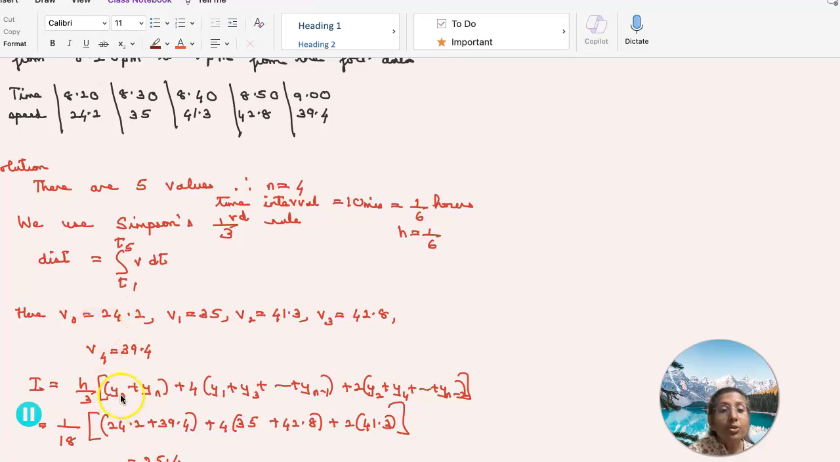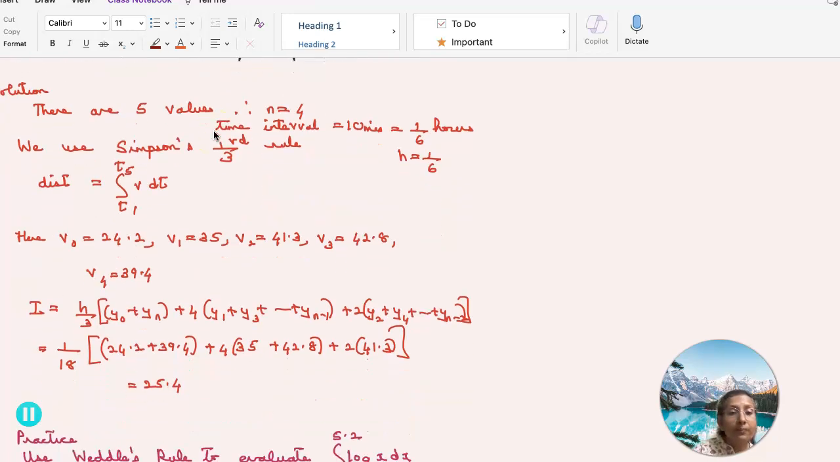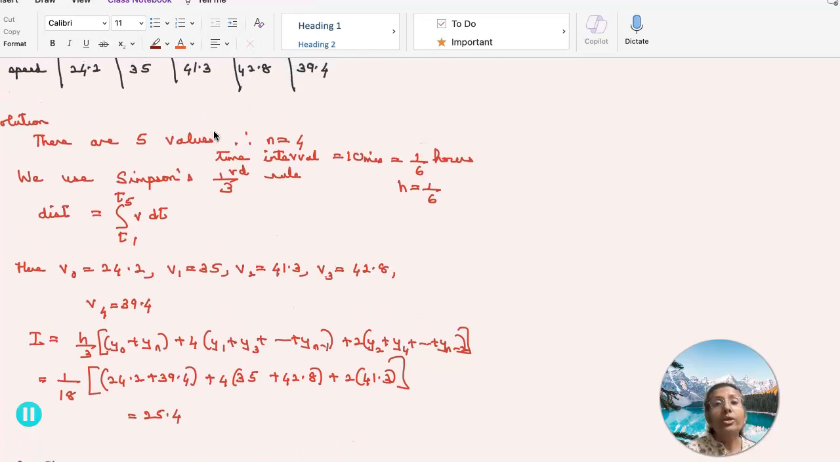So substituting the values, you get y0 is 24.2, yn is 39.4, plus 4 times (35 plus 42.8), plus 2 times the third value, which is 41.3. So your answer is 25.4.